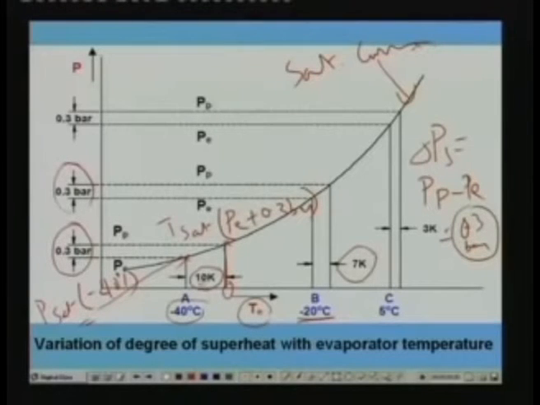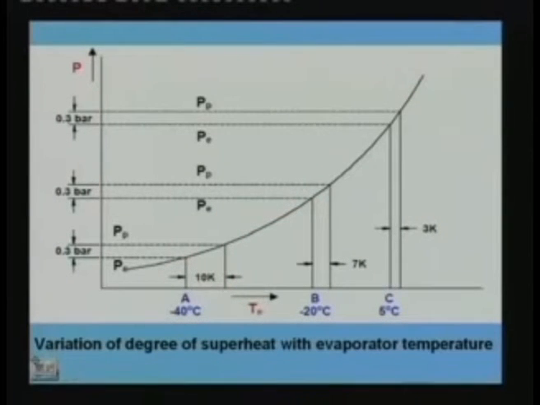Okay, that means from 10 Kelvin it reduces to 7 Kelvin. Now if the same system is operated at 5 degrees centigrade, and again the same spring force is maintained and the same pressure difference is maintained, you find that the degree of superheat has reduced to 3 Kelvin. Okay, that means as the system operates from minus 40 degrees centigrade to 5 degrees centigrade, the degree of superheat has reduced from 10 Kelvin to 3 Kelvin.